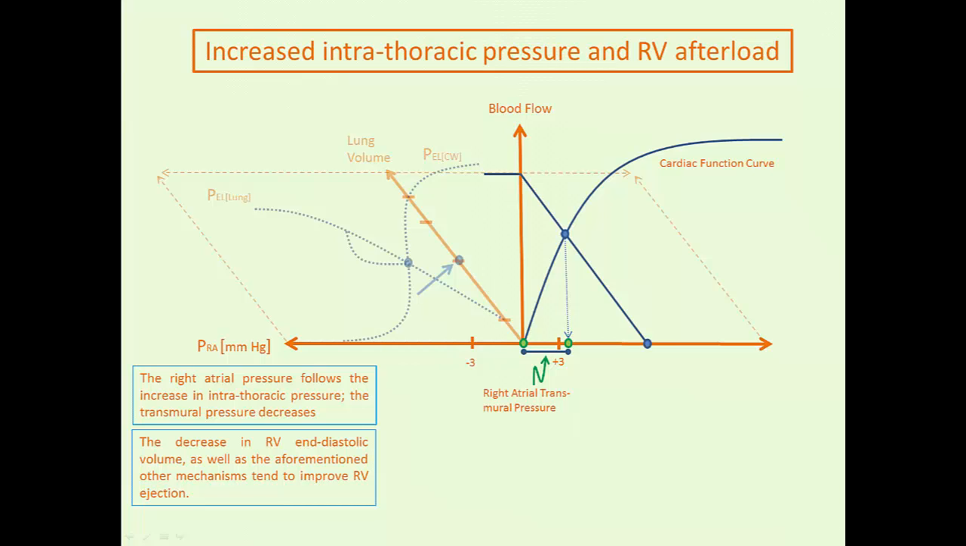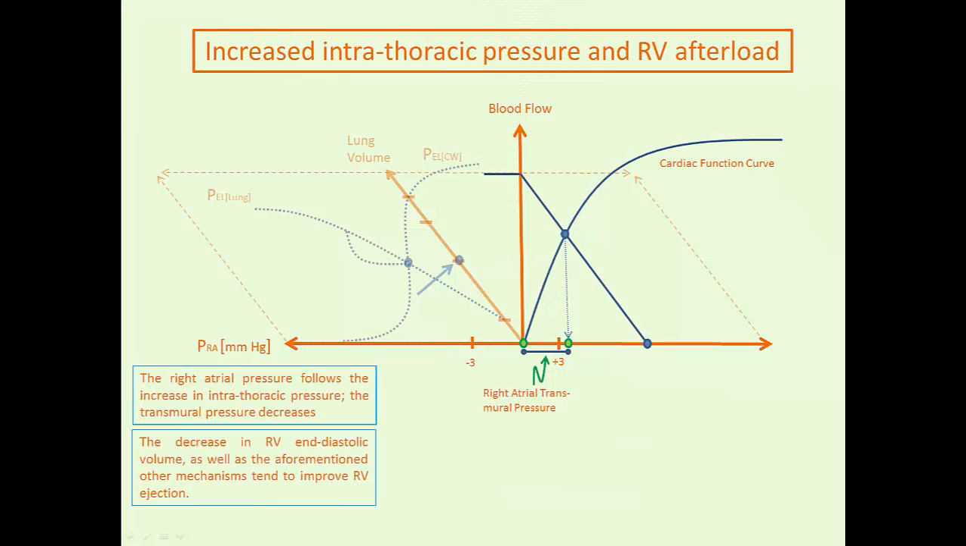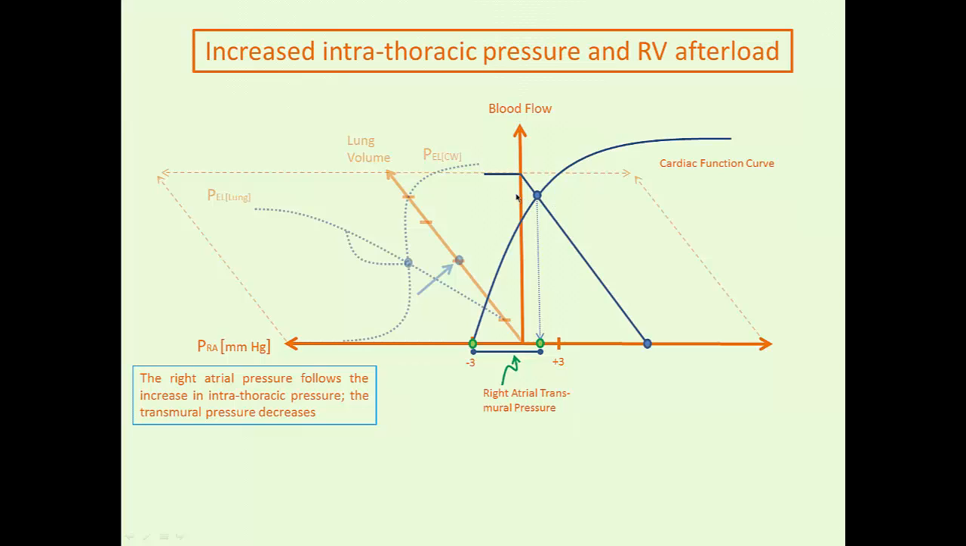The decrease in right ventricular end diastolic volume tends to improve right ventricular ejection in terms of afterload effects, and this improved ejection can be illustrated by a small increase in the cardiac function curve. Again, in health, this would be a very minimal effect, if at all. With the increase in intrathoracic pressure, your starting point is a cardiac output way up here. So if your cardiac output is way up here, and you Valsalva, for instance, or just increase intrathoracic pressure, watch where your cardiac output ends.